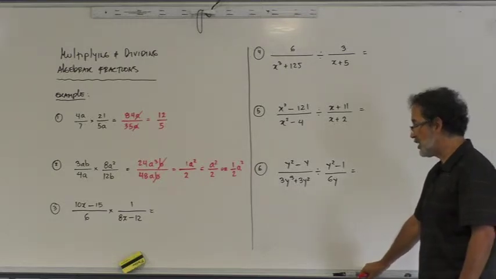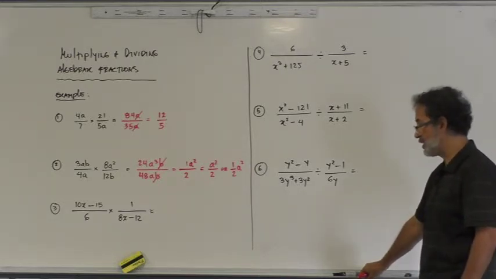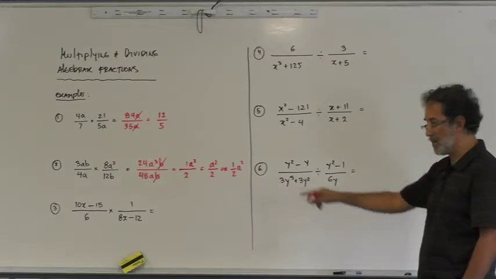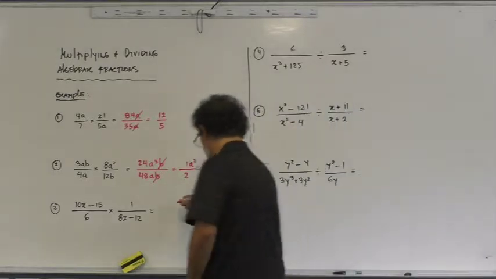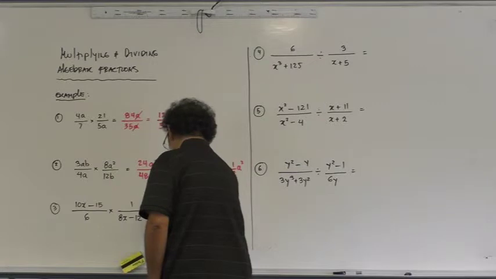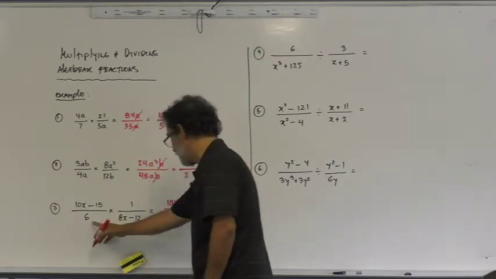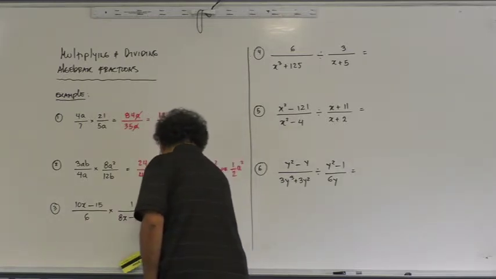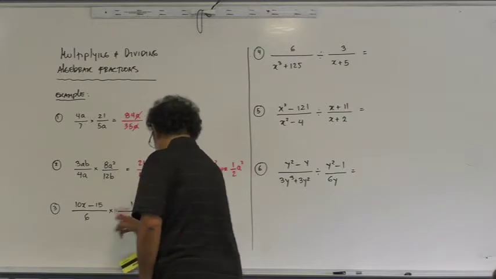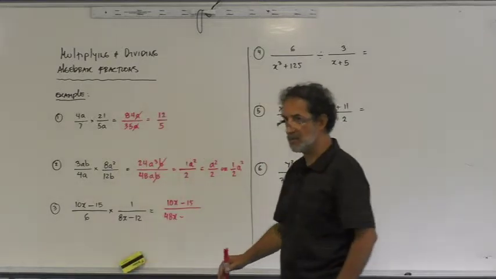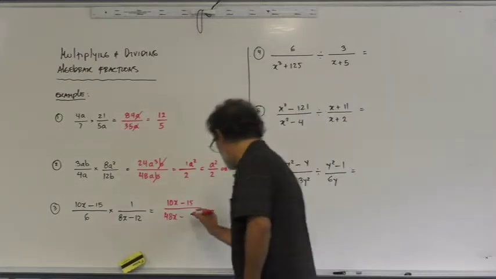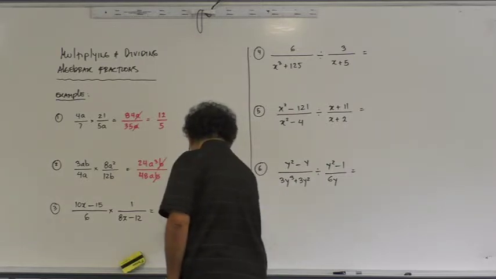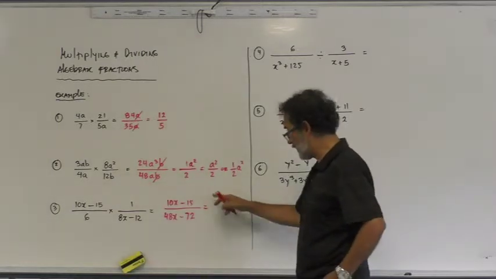Okay, question 3, same thing. We're going to multiply across. So we're going to have 10x minus 15 over 6 times 8, so it's 48x. And then 6 times 12, so it's going to be 72 minus 72. And then we are ready to take common factor.